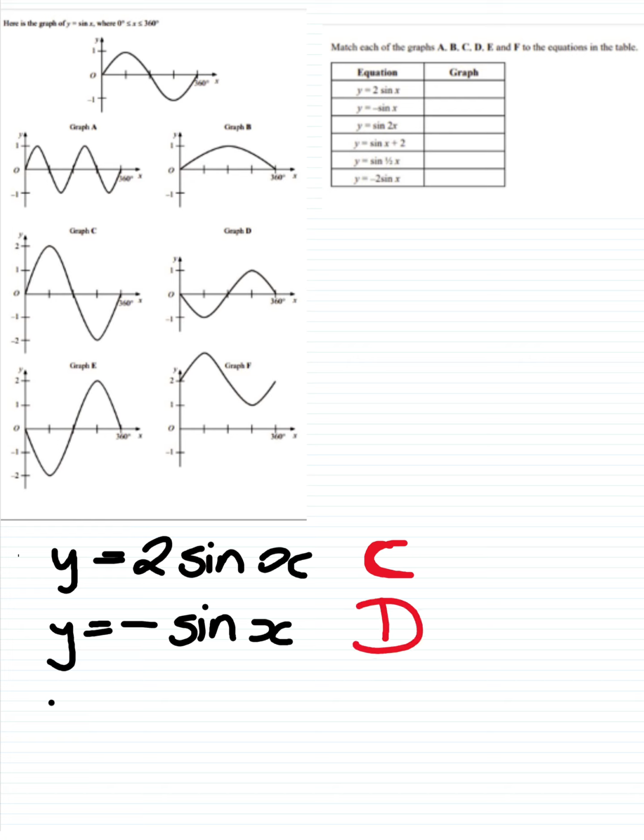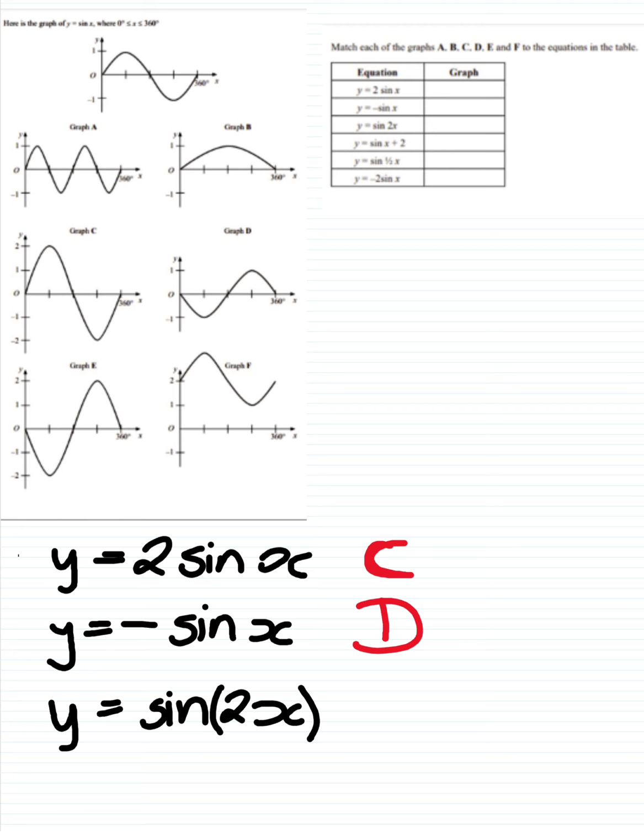Our third equation is y equals sine 2x. Now, notice that the 2 this time is inside the sine function, rather than outside. If you've watched my graph transformation video, you'll know that if there's a 2 on the inside, this means that all of our x coordinates halve.